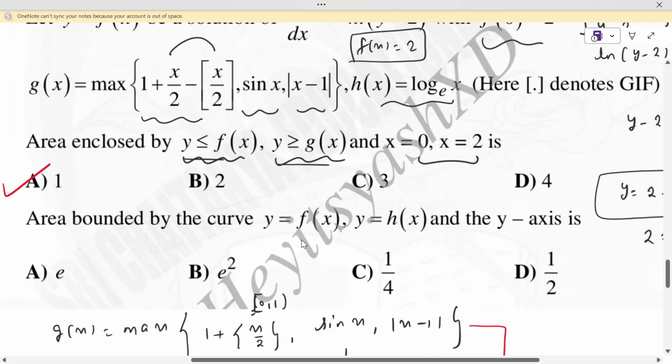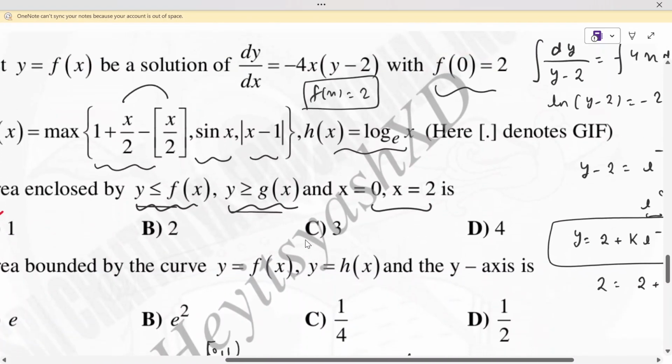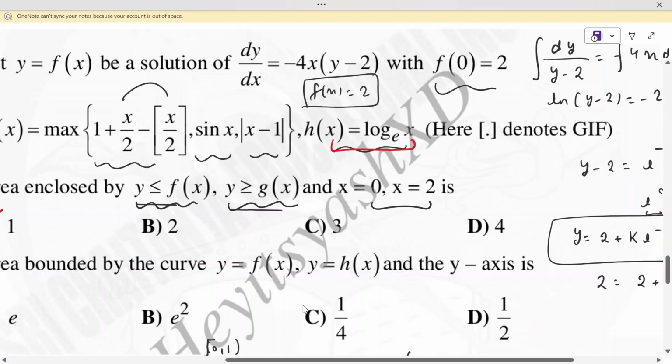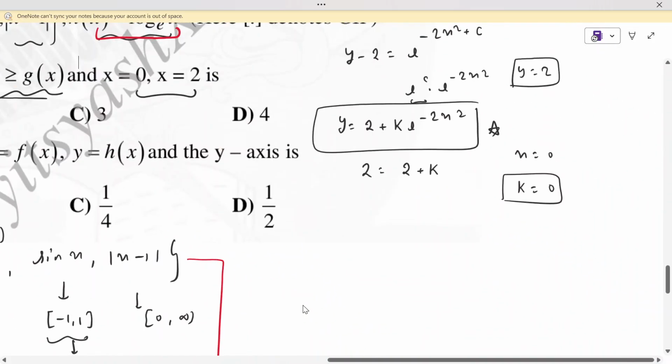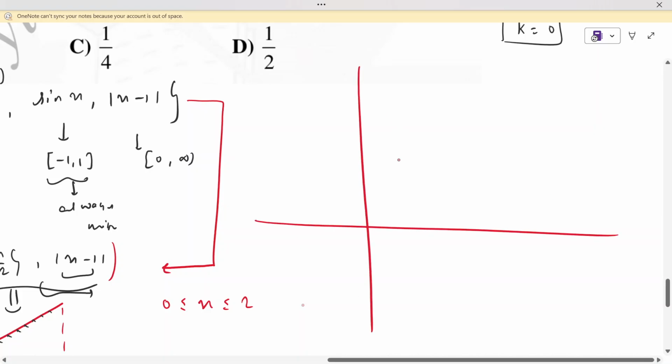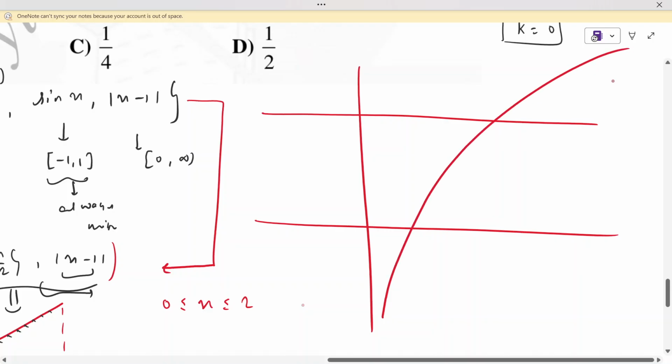Now the area bounded by the curves y equal to f of x and y equal to h of x, and which is h of x? H of x is simply ln x. So I can find the area between f of x, h of x, and the y axis. What is f of x? F of x is simply 2, and ln x is this way. At x equal to 1, it is 0. And the point is y equal to 2, which is y equal to ln x, so ln x equal to 2. So this point will be e squared comma 0. I find the area.